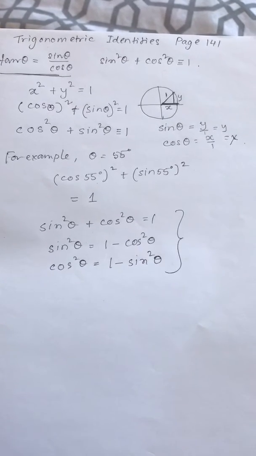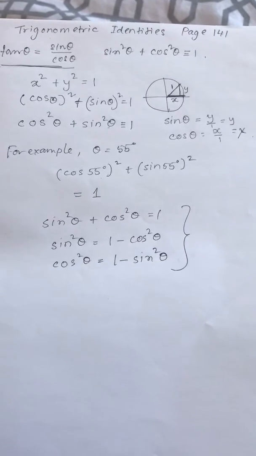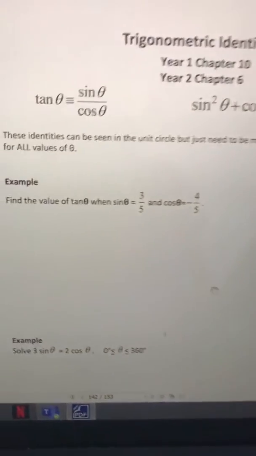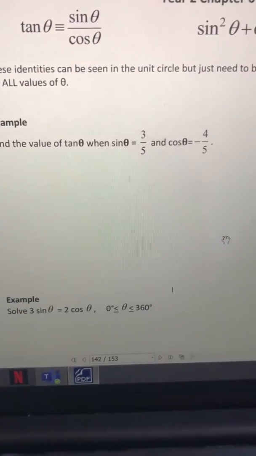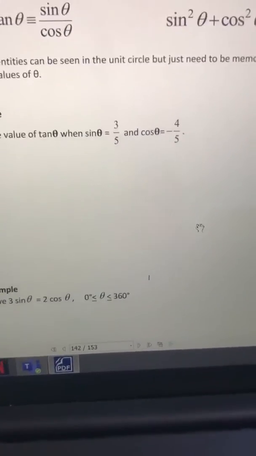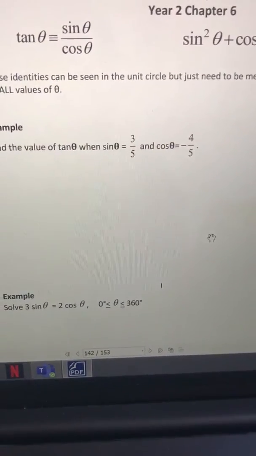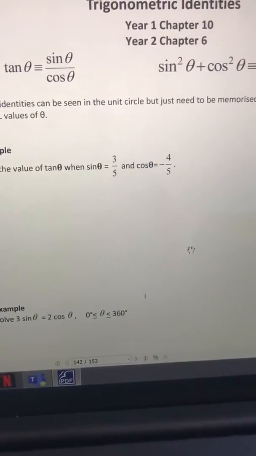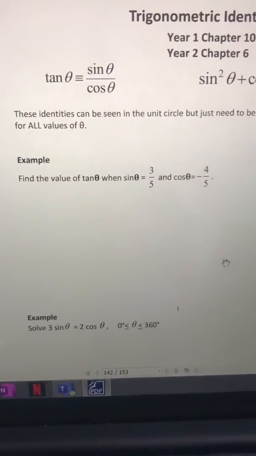And when we do more questions from the notes now, you'll understand how we apply this identity to many different questions. So the first question on your notes is: find the value of tan theta when sine theta is 3 over 5 and cos theta is minus 4 over 5. Now, this also requires you to use the identity because it's looking for the value of tan theta.